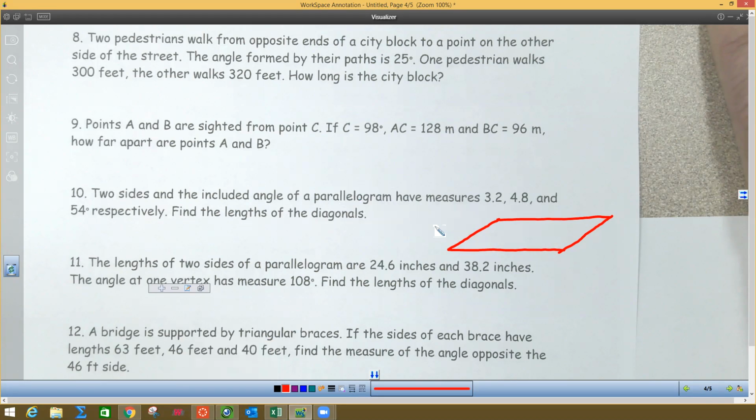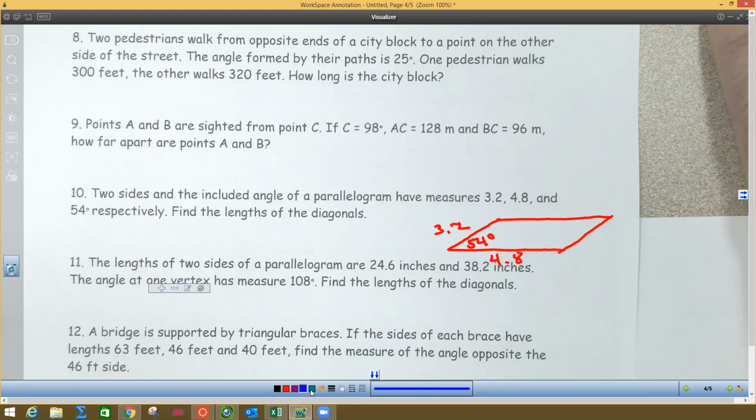So it said the sides are 3.2 and 4.8, and the included angle, does anybody know what included angle means? What's included angle mean? You had it in geometry. Anybody know? Angle between. The angle between those 2. That's right. So this is 54 degrees right here. So I got that thing right there. Find the length of the diagonals.